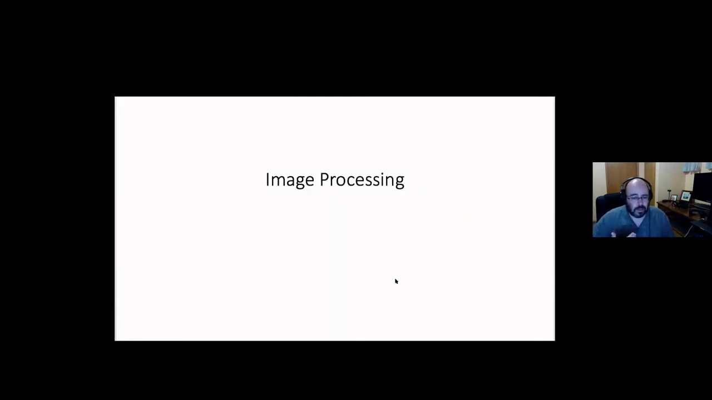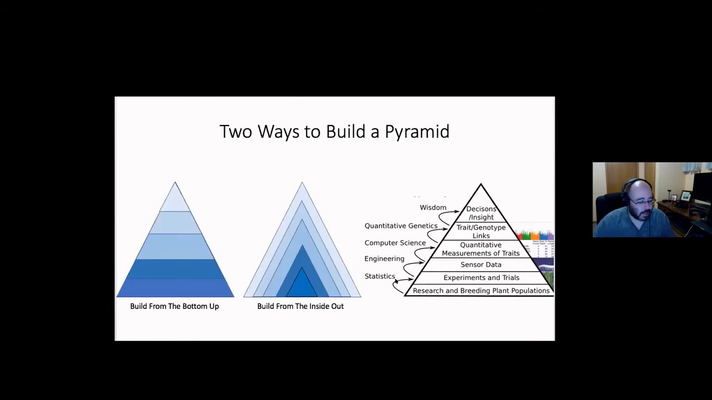So the first step where my lab really has a large contribution, rather than depending on working with excellent collaborators, is at the image processing stage. And this again gets back to this problem, which is that there are 2 ways to build a pyramid. One is you build the bottom layer, you make sure the bottom layer is solid, then you build the next layer on top of that and the next layer on top of that. And that works really well, but it takes a very long time.